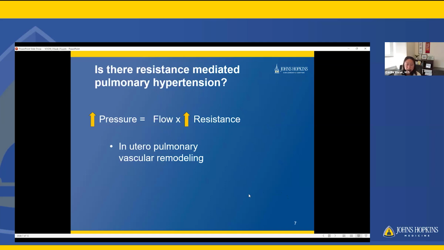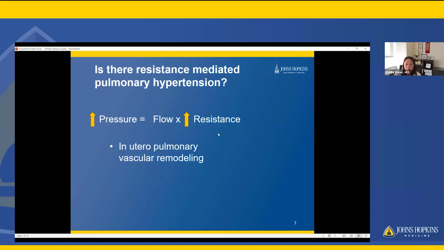And the thought behind that is that there are some cases from lung pathology from autopsy of babies who had vein of Galen malformation, as well as from animal models, that do show some pulmonary vascular remodeling. So the thought is that babies, fetuses who did experience high volume pulmonary blood flow in utero maybe experience some remodeling of their pulmonary vasculature.